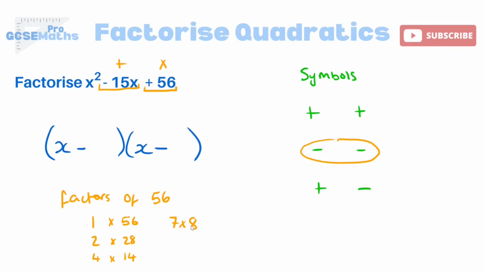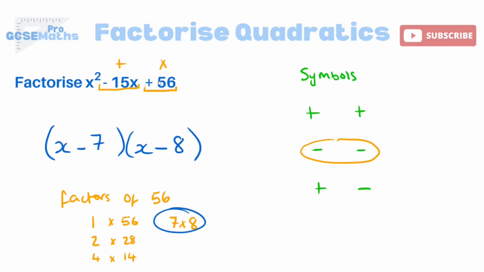So these are my options, and then I have to figure out, okay, I know that both of them will be negative. Which ones would add together to make 15? Well, that would be minus 7 and minus 8, wouldn't it? So that's how I go through and check. Again, because they're both x minus, it doesn't really matter which way around you put the 7 and the 8, okay? They're both just minus.